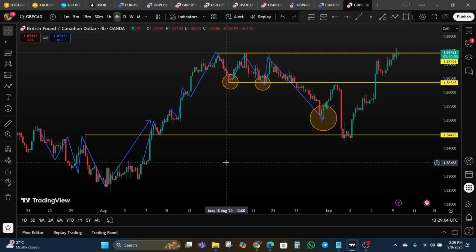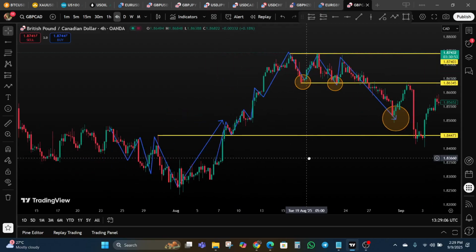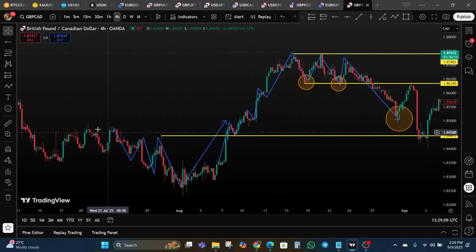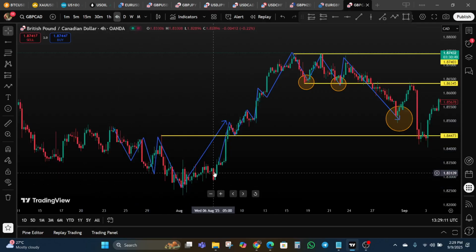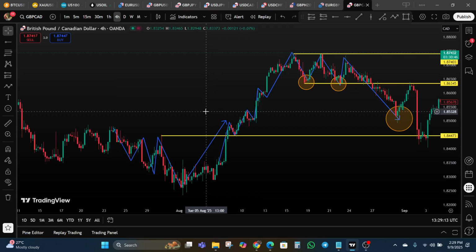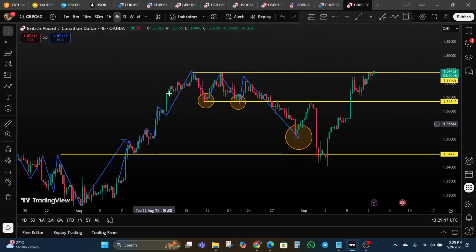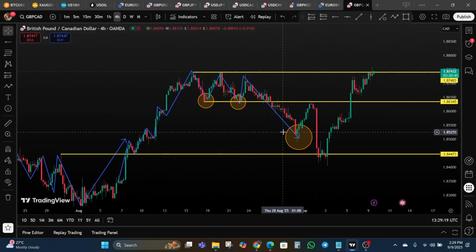CHoCH, which is change of character, simply shows that the structure of the market is changing. When you're having lower highs and lower lows, and suddenly you have a higher high, that's a change of character from bearish to bullish. And when you're having a series of higher highs and higher lows, and suddenly you have a lower low, that's a change of character from bullish to bearish. Okay, it's pretty straightforward.